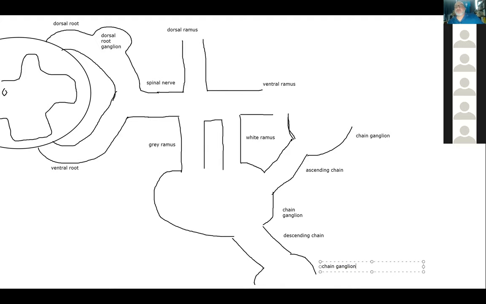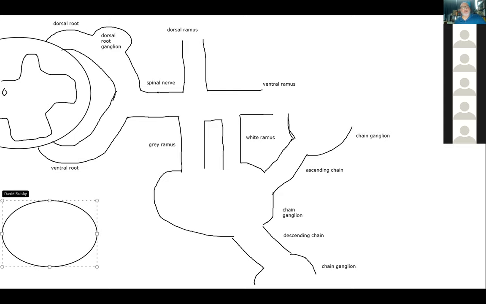But we also know that chain ganglia aren't the only type of ganglia. Over here in front of the vertebrae, and I guess I moved it a little bit too much into the side here, we have our collateral ganglia.